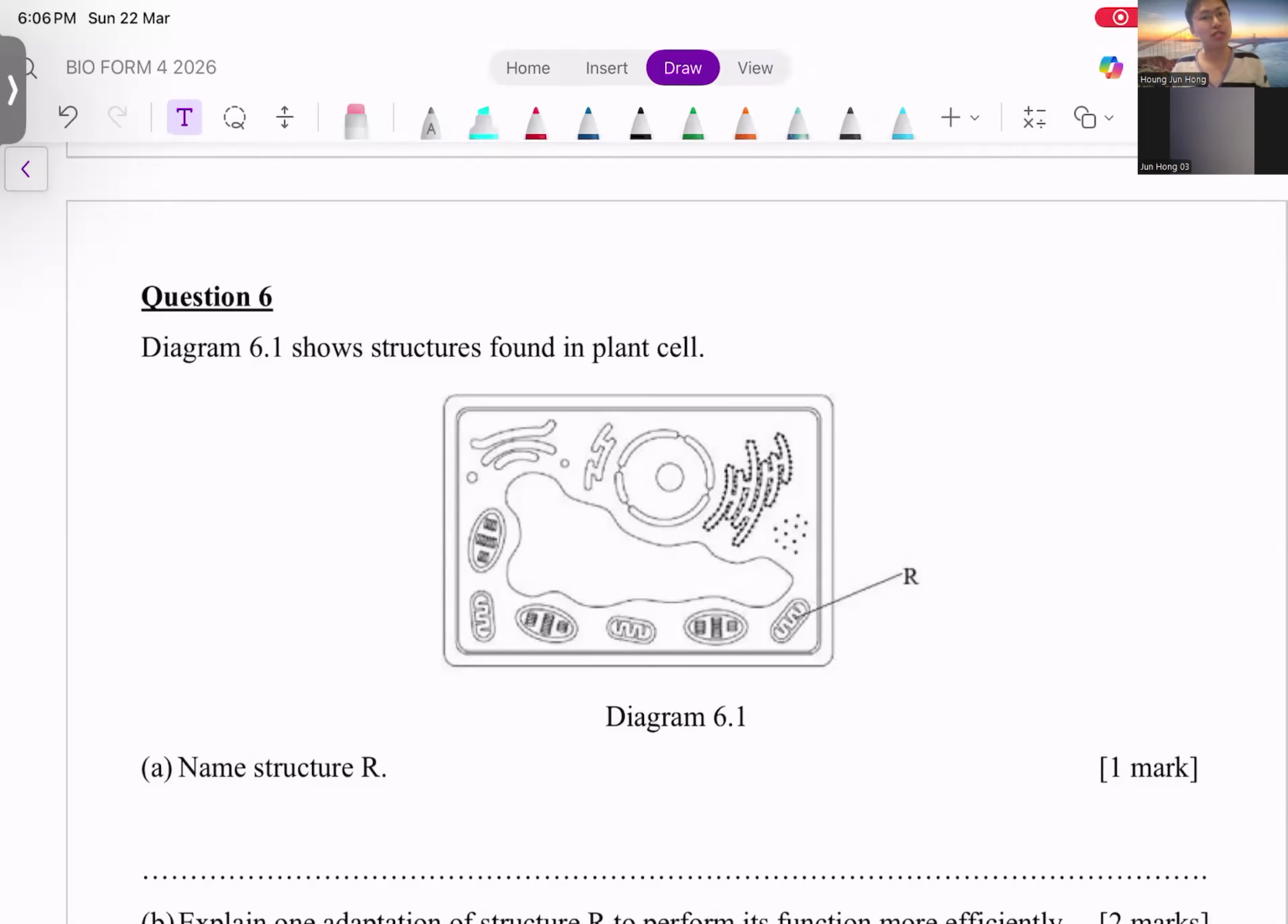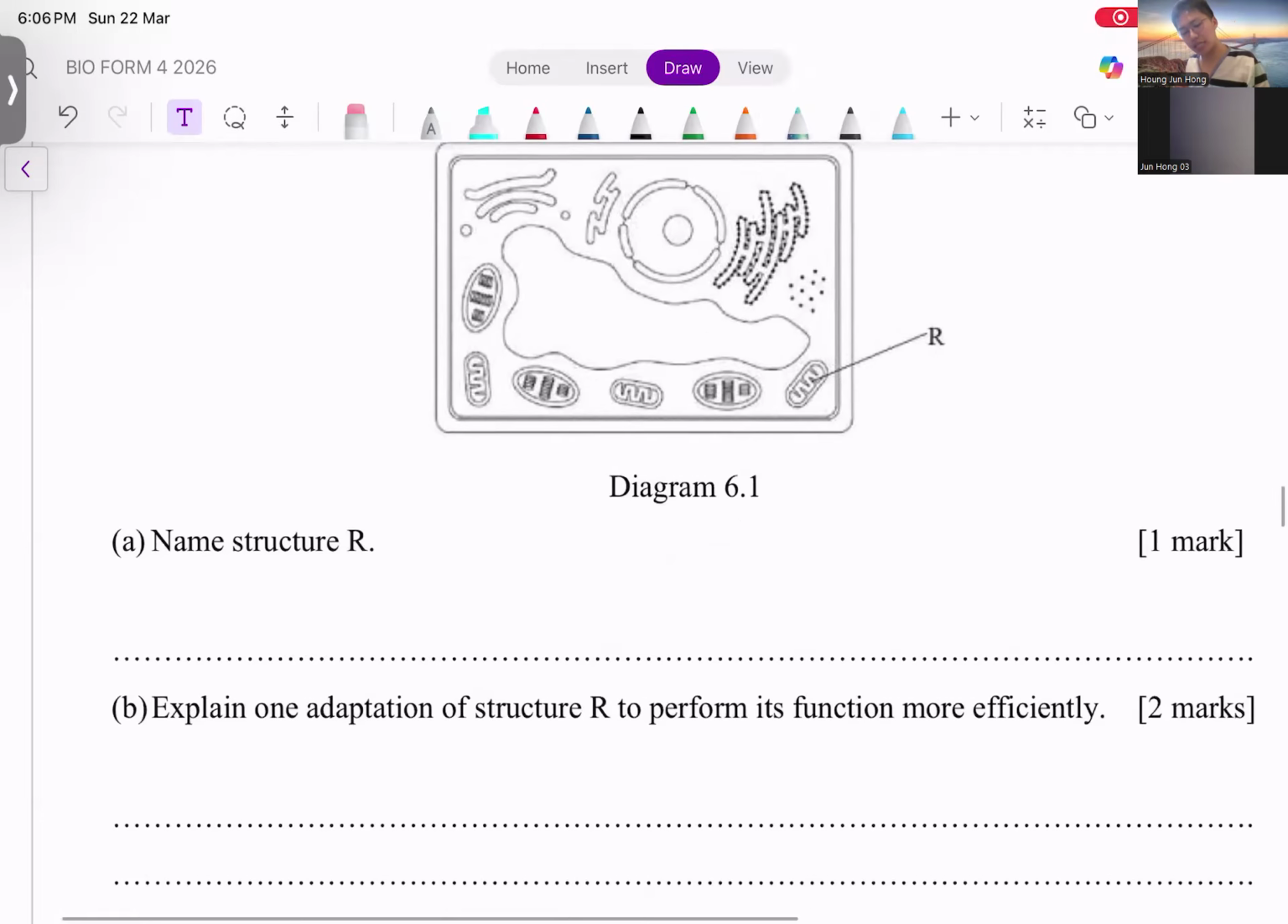All right, now moving on to the shorter question, okay? You expect the recording to become a lot shorter. That's good for you. Right, and now let's look at question 6A.